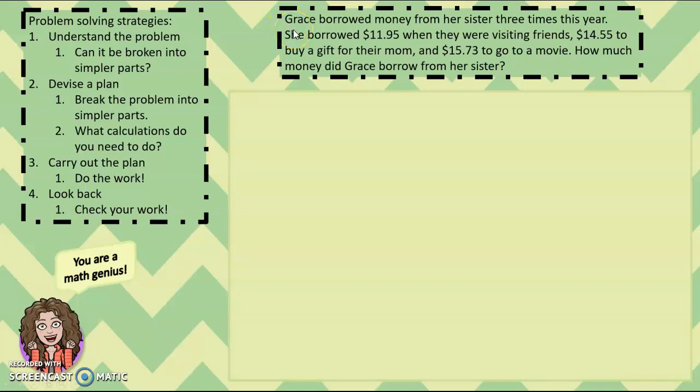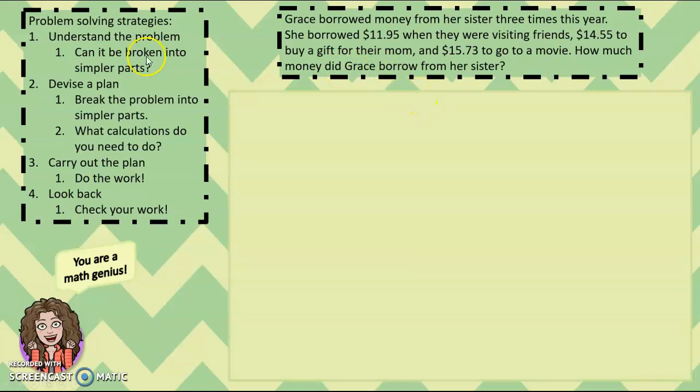I would normally have a student read this problem for me if I had any student volunteers, but today we're just going to go through it and read it together. Grace borrowed money from her sister 3 times this year. She borrowed $11.95 when they were visiting friends, $14.55 to buy a gift for their mom, and $15.73 to go to a movie. How much money did Grace borrow from her sister?